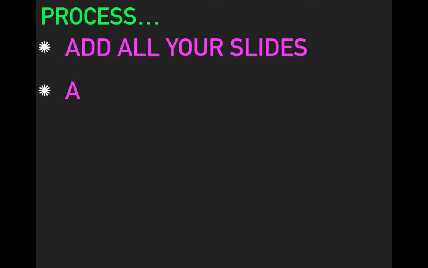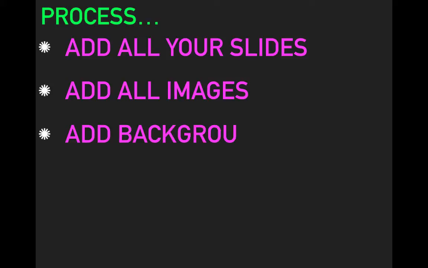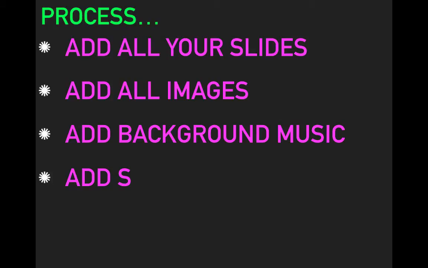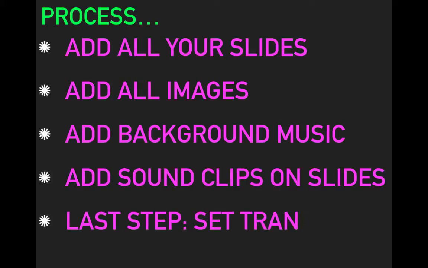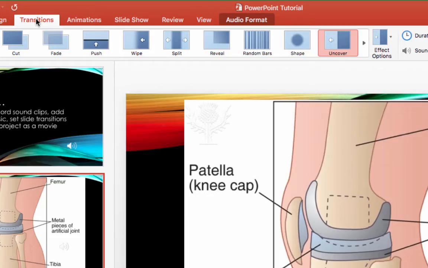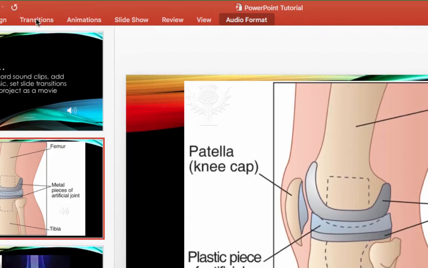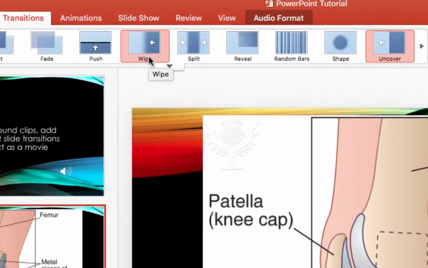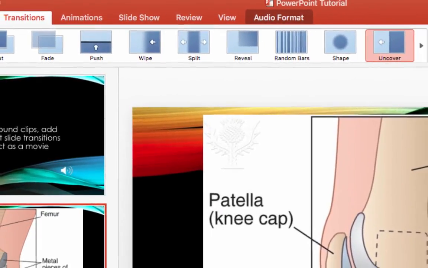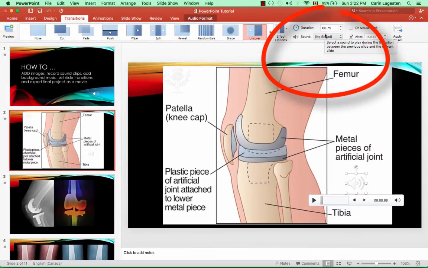So the process so far, we have added all our slides. We have added all our images that we wanted. We've added background music, and we've added our sound clips to the slides that we'd like them on. And the last step is to set the transition. So you go up to the ribbon and you click on transitions, and here you can select what the transitions look like for each slide. You can also set the timing about how long each transition takes, or how slowly or fast the slides will move.